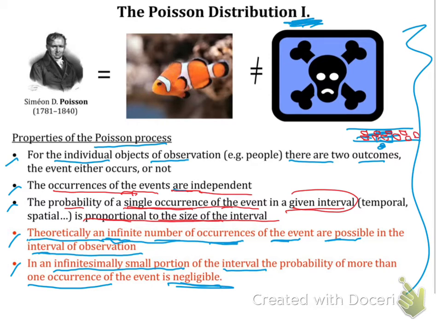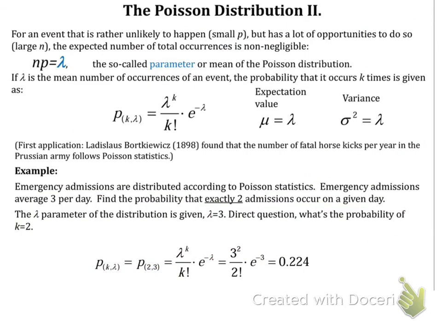In the next slide, we are going to discuss Poisson distribution 2. Here, for an event that is rather unlikely to happen, something unlikely means the probability is very, very small, maybe 0.0001. It's unlikely to happen, small probability. The event is rather unlikely to happen, but has a lot of opportunity. Large N is the expected number of occurrences.